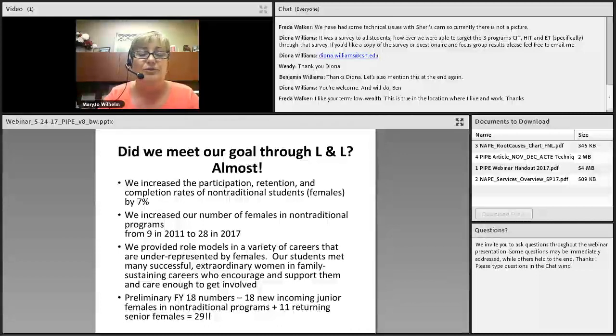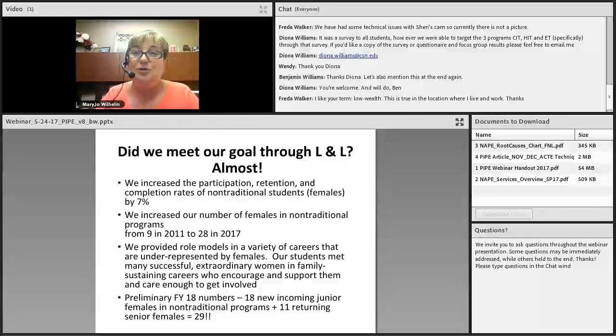Our students had the opportunity to meet many successful, extraordinary women in family-sustaining careers who were very encouraging and supportive, who cared enough to be involved. These women across the board absolutely gave our students their cell phone numbers, their email addresses, offers for job shadows, anything that would be able to help them in this microcosm of networking that we were able to create.